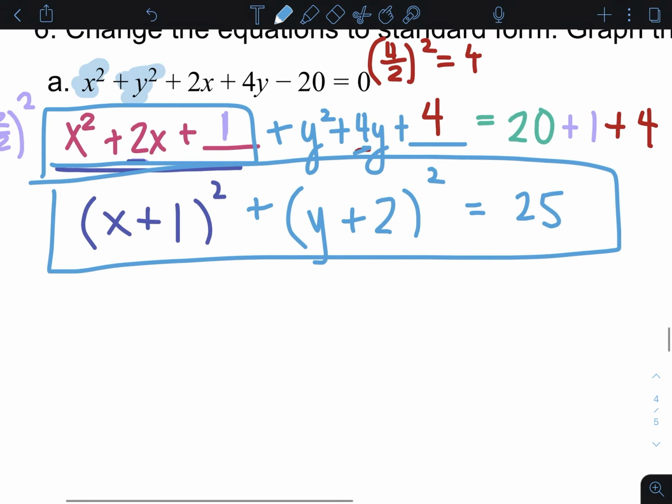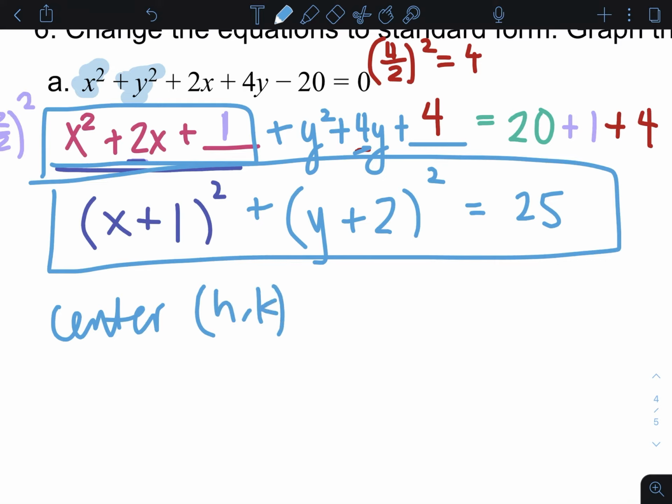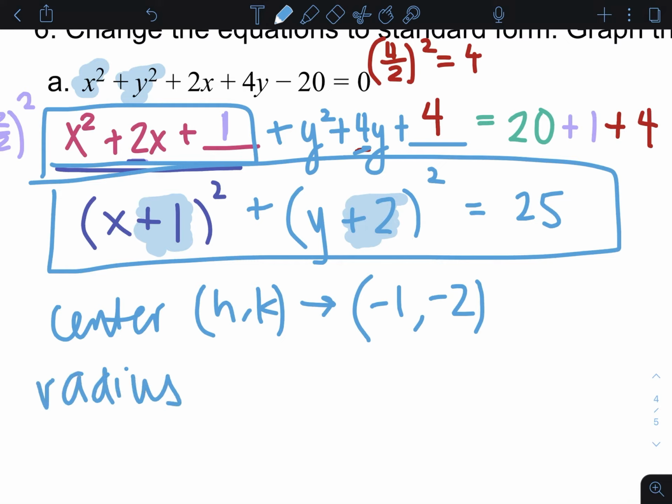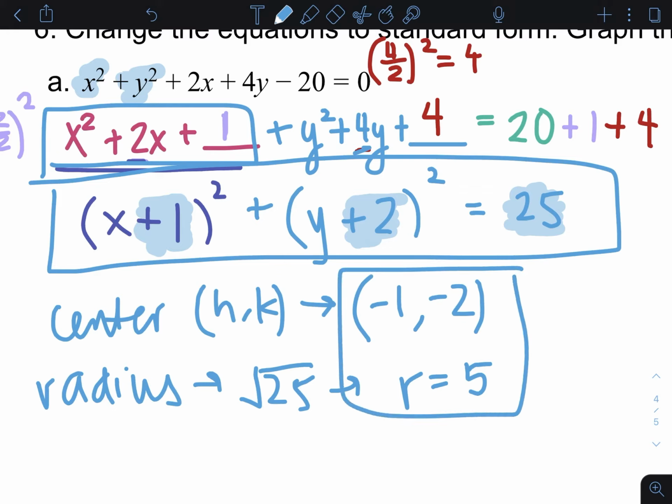Awesome. Now we need to find the center, which is at (h, k), and that's going to be this number right here and this number right there. But remember, think opposite. So that will give us -1, comma, -2. And the radius is just going to be this number on this side square rooted. So the square root of 25 means r is equal to 5. So those are my two values for center and radius.